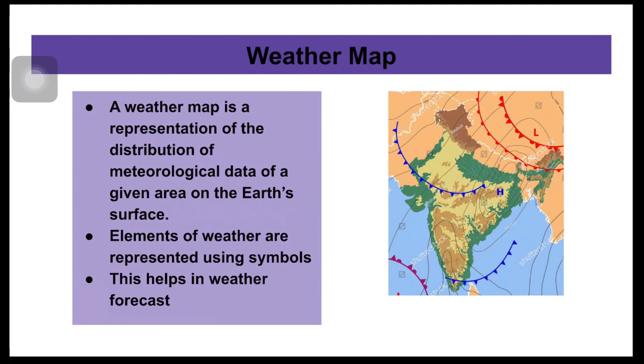So in this chapter we have learnt about different weather and climate elements and how they are measured and how they are represented and what is the importance of weather forecast.